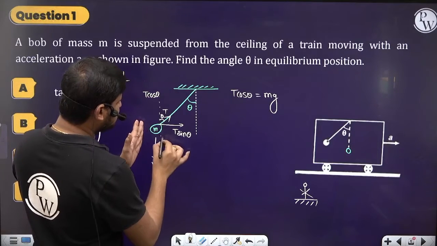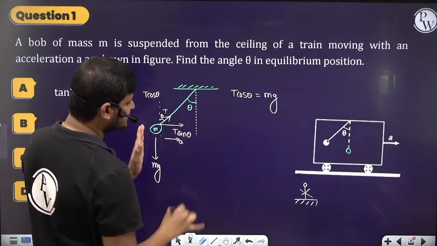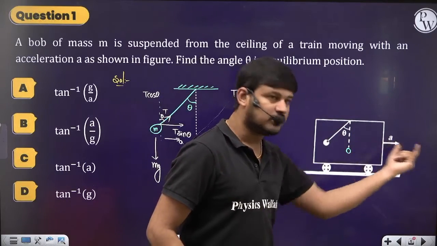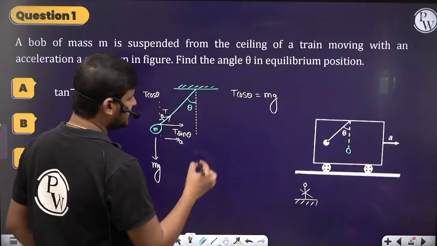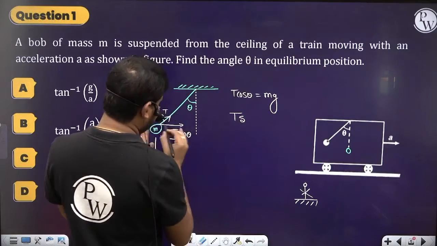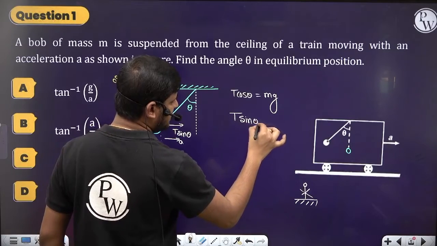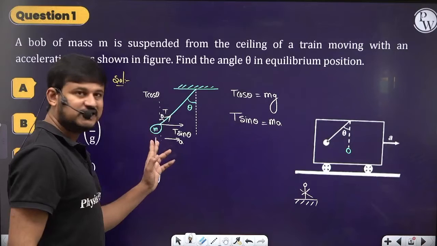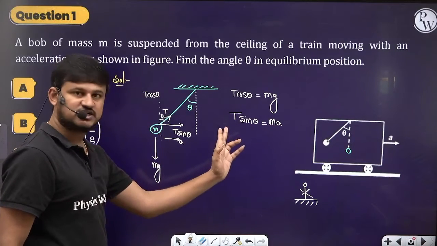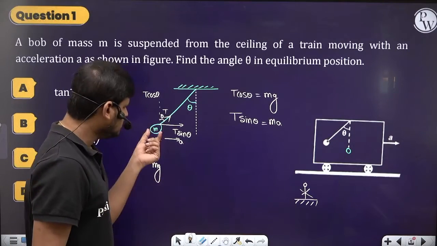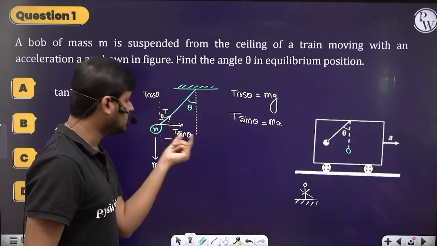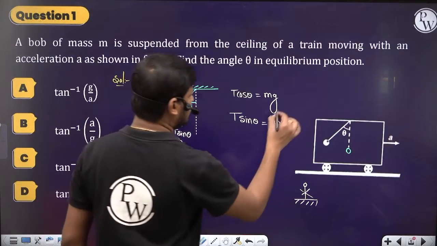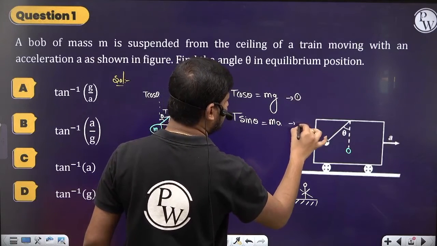And this bob of mass m is accelerating towards the right as per the observer on the ground. The whole acceleration is to the right side. So the net force acting is T sin theta, which must be equal to ma. I am applying Newton's second law here. Its acceleration is towards the right, the train's acceleration. The person is observing from here. So what is the force that is acting to the right side? T sin theta, the net force, and it's mass times acceleration. Let this be equation number 1 and this be equation number 2.